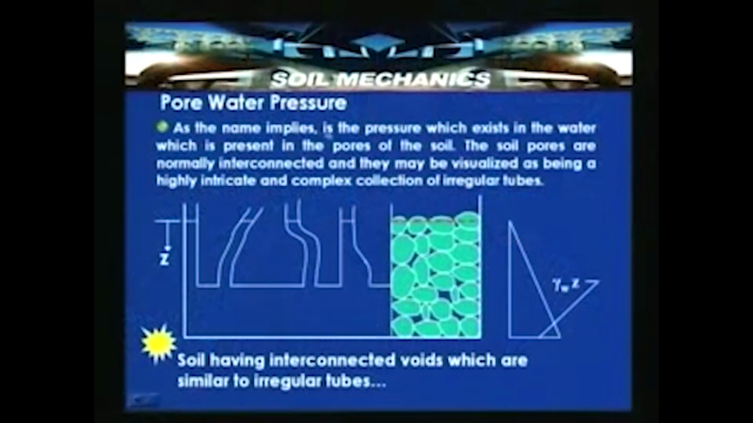So, pore water pressure is the pressure which exists in the water present in the pores of the soil. From this slide, what we discussed is that the soil pores are normally interconnected. We have represented these soil pores by using some intricate tubes, and we said that the soils have interconnected voids similar to these irregular tubes. It is an analogous representation we have used here to represent the interconnecting voids within the soil mass.